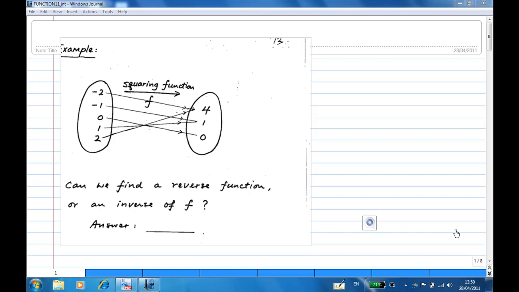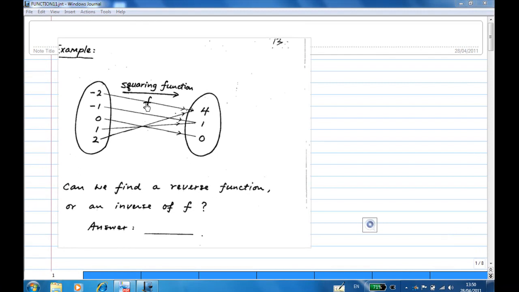Let's examine if the following functions have an inverse. The first function we're going to examine is the squaring function. This squaring function f, for example, has a domain -2, -1, 0, 1, 2. And when you square the number, -2 will give you 4, -1 will give you 1, 0 will give you 0, 1 will give you 1, 2 you square, you get 4. Can we find the inverse for this function? The answer is no. Why?